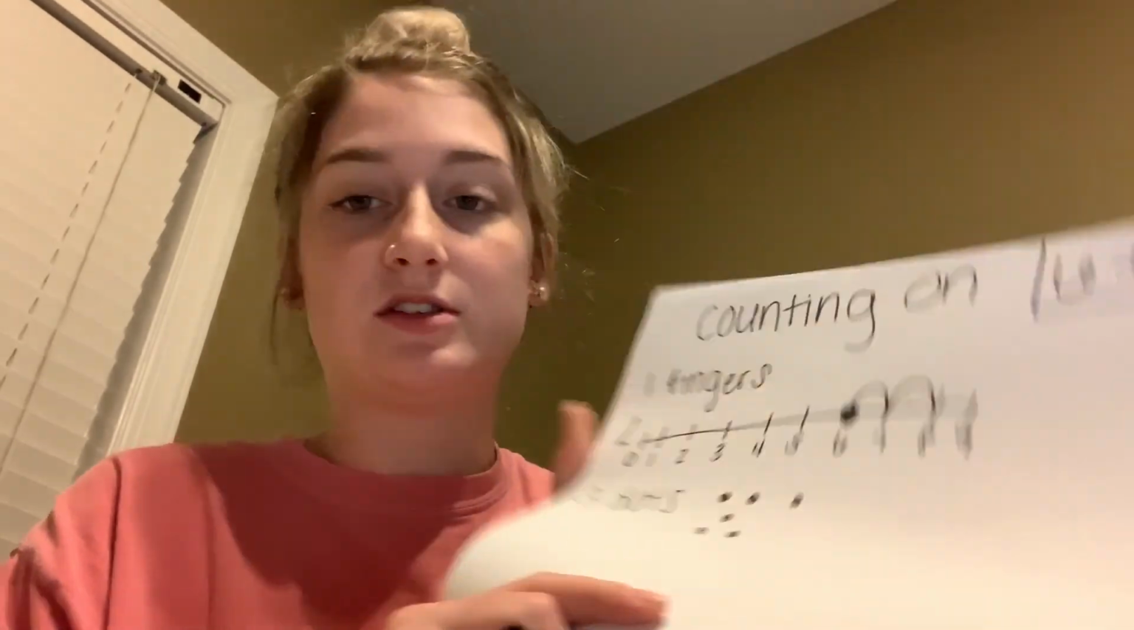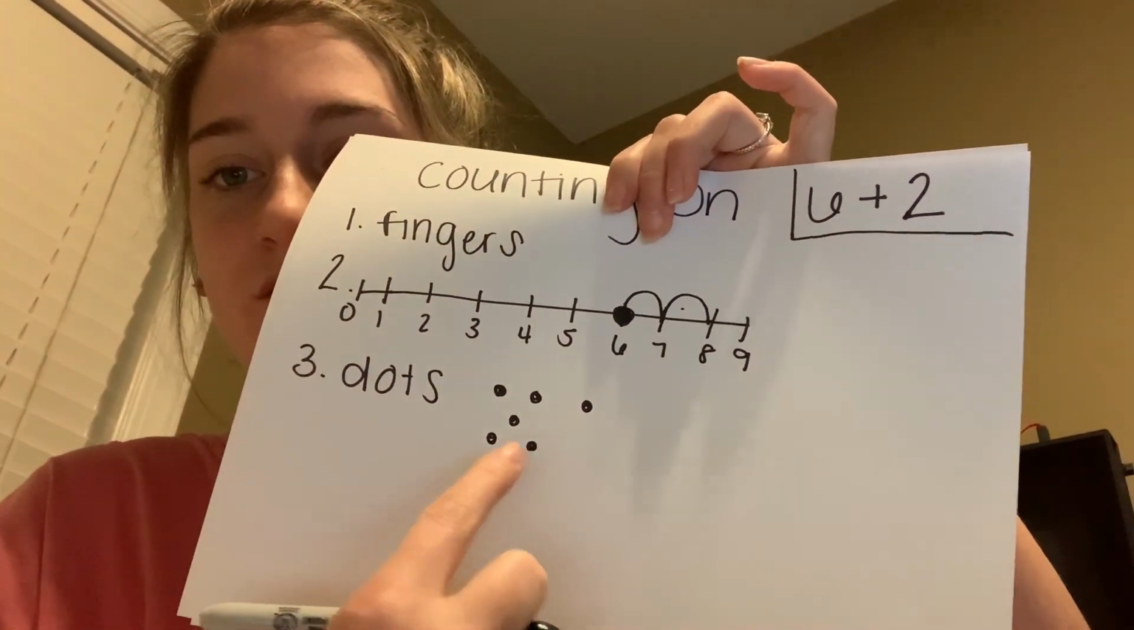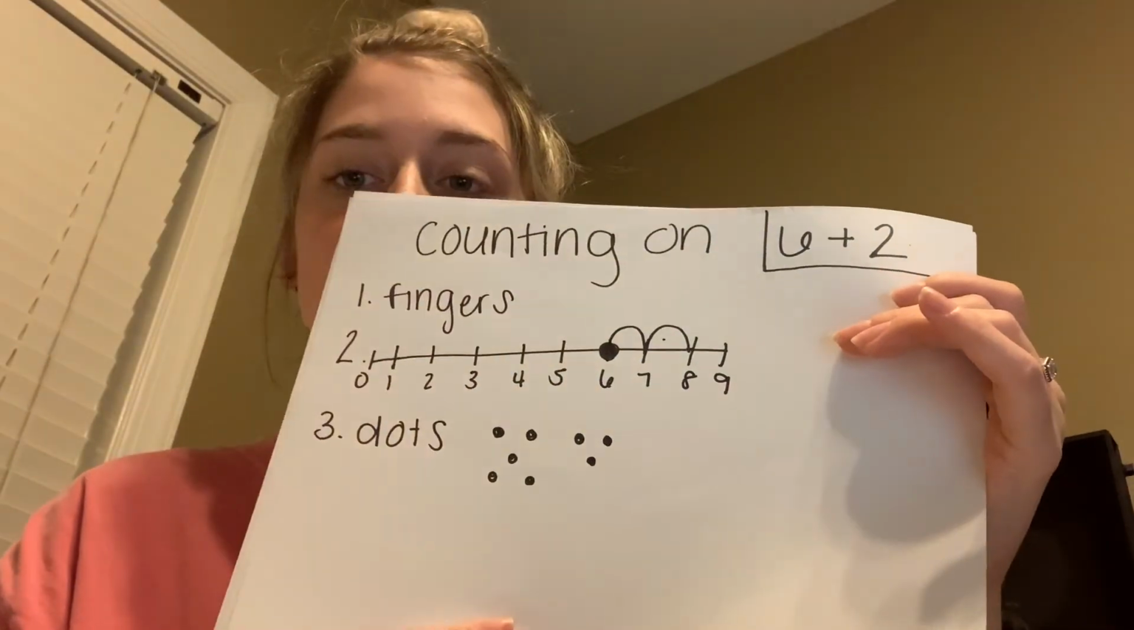The next way I said that students might answer this would be by dots or tallies, whichever. But for dots, say 1, 2, 3, 4, 5, 6. So they start out with dots like that, the group of 5, and then the 6th one right there, and then add 2 more. 7, 8. So they reach it like that.